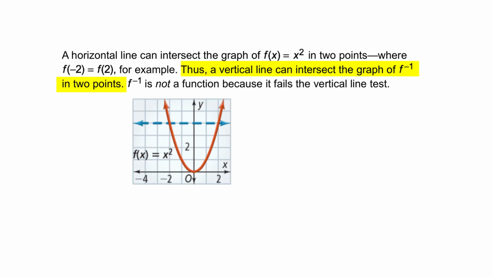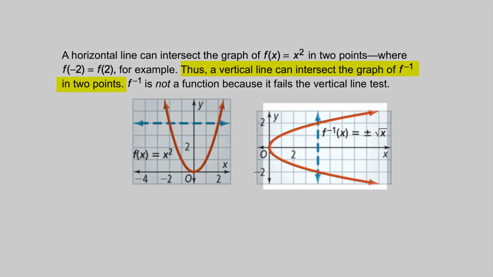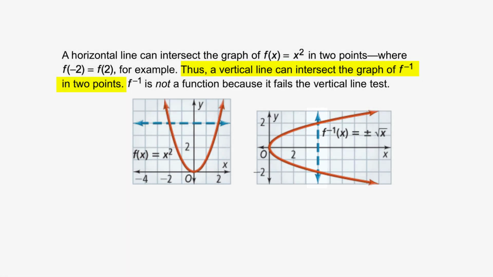Thus, a vertical line can intersect the graph of f inverse in 2 points. Note the graph on the right. f inverse, a parabola that opens to the right, and now a vertical line at x equals 4, intersecting the graph in 2 points. f inverse is not a function because it fails the vertical line test.